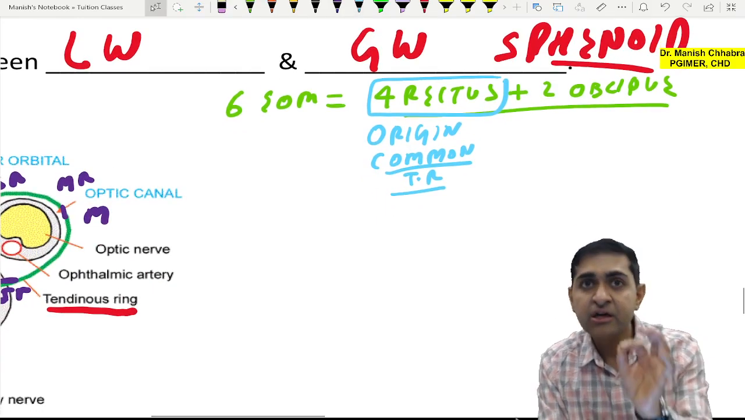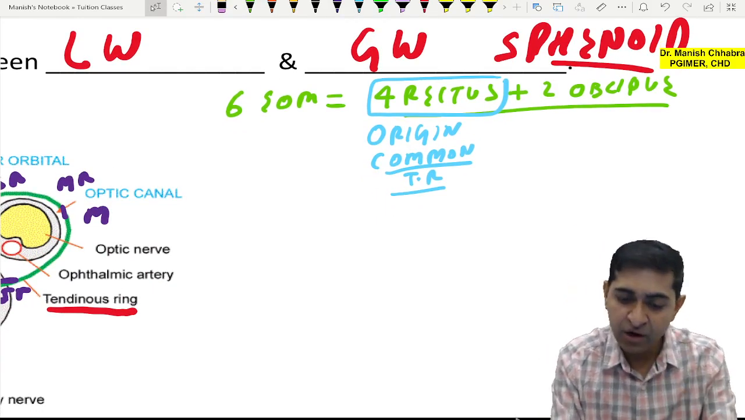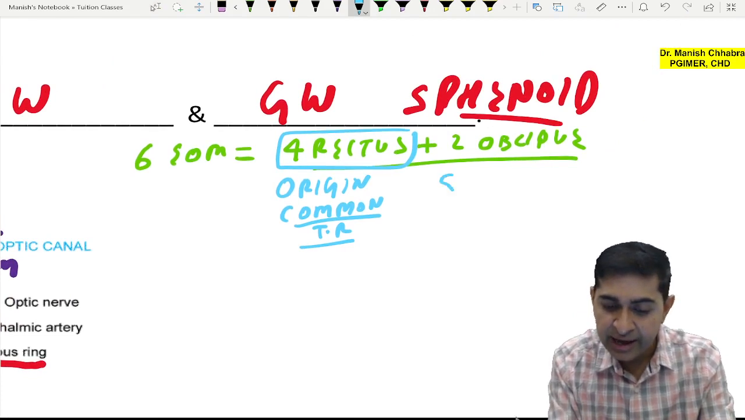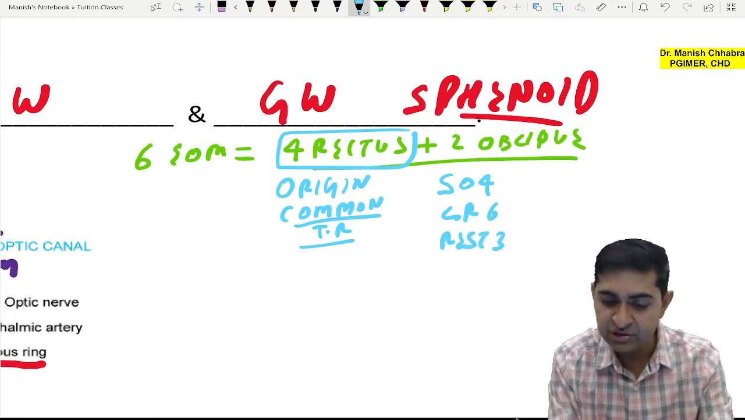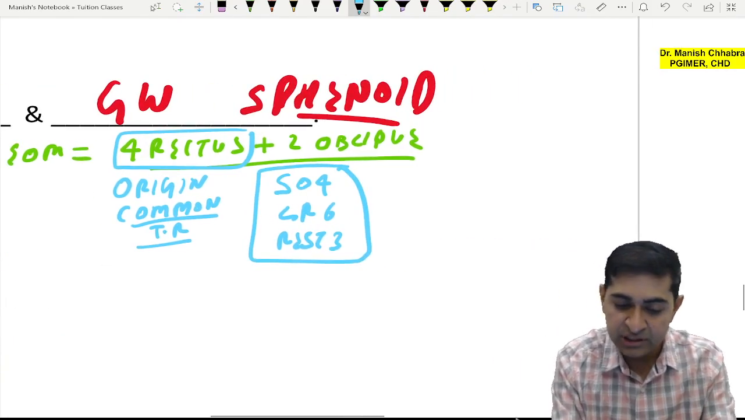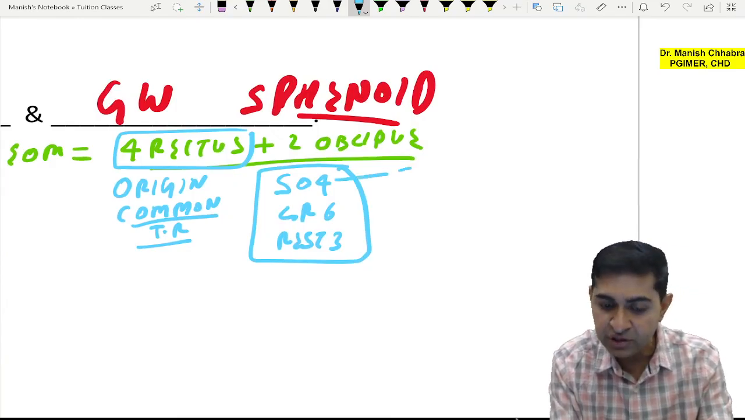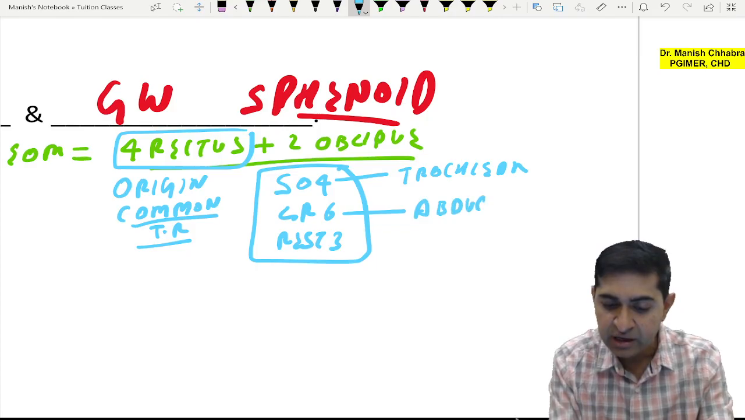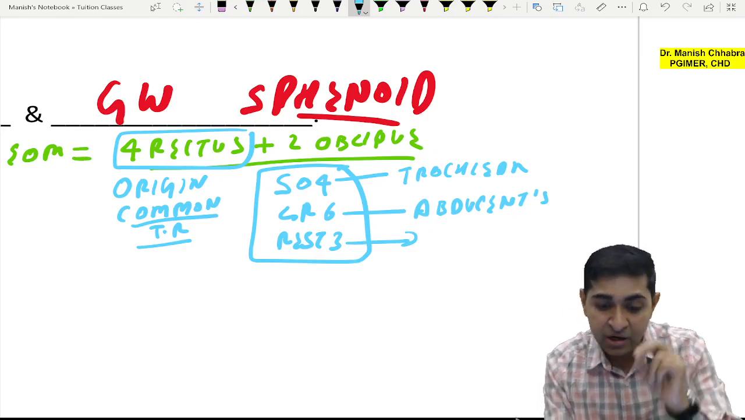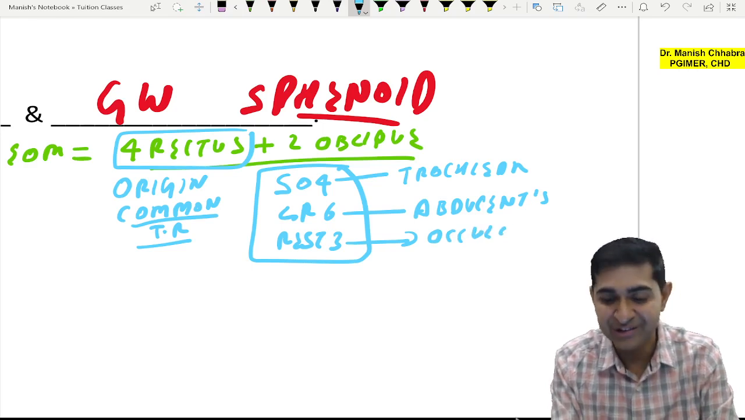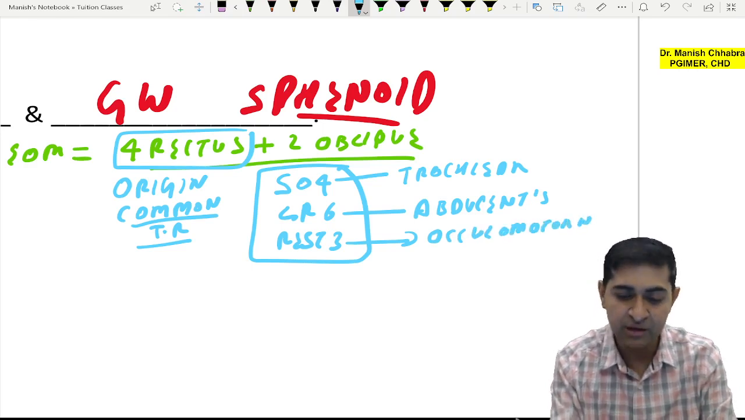And what is the nerve supply of these 6 muscles? SO4, LR6, rest 3. Means superior oblique is supplied by the 4th cranial nerve. The name of the 4th cranial nerve is trochlear nerve. Lateral rectus is supplied by the 6th cranial nerve. The name of the 6th cranial nerve is abducens nerve. The remaining 4 extraocular muscles are supplied by the 3rd cranial nerve, which is your oculomotor nerve. Okay, oculomotor nerve.